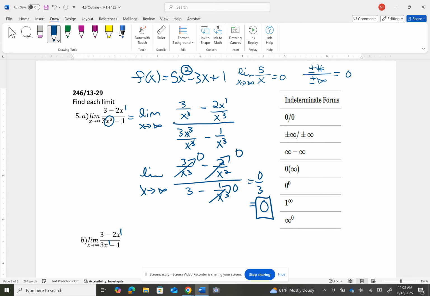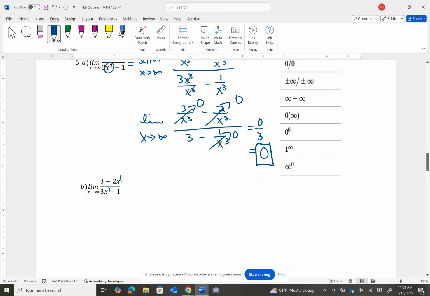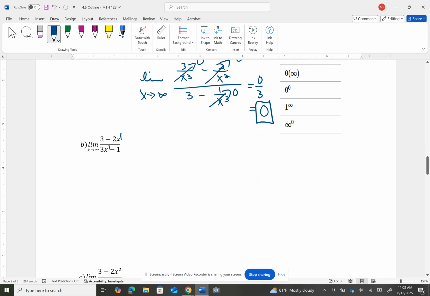All right, so let's use that algebraic process, the official process, here. On this one, the degree in the denominator is 1. We have x to the first power as the highest exponent in the denominator. So I'm going to divide by that everywhere. I'm going to do 3 over x minus 2x over x, and then 3x over x minus 1 over x. Okay? I'm going to simplify.